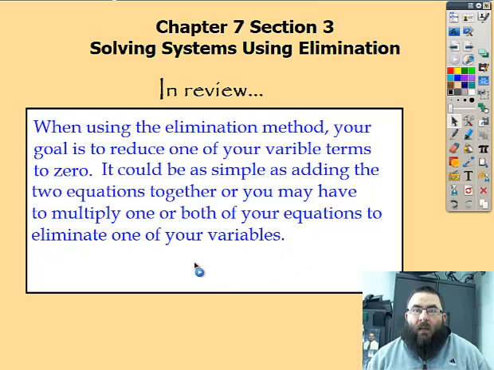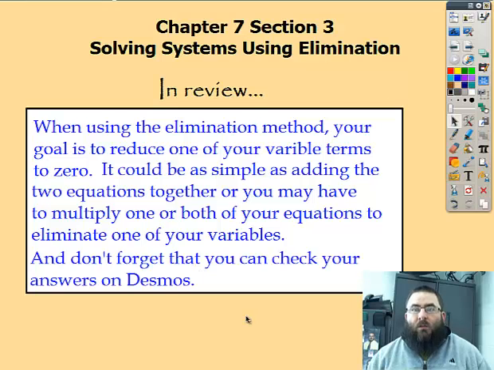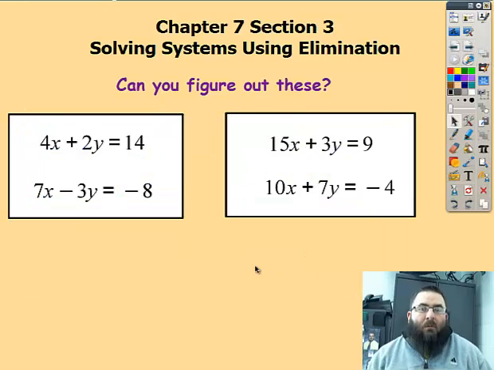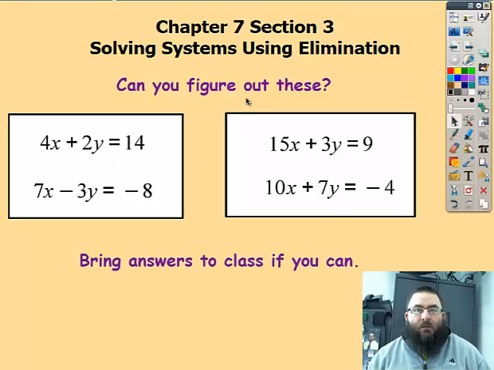And just like in graphing and in substitution, you can always go back to Desmos to check your answers to make sure that it's right. So when you come to class, some of these problems are going to be a little bit more difficult. Give these two a shot. See if you can come to class with the right answers.